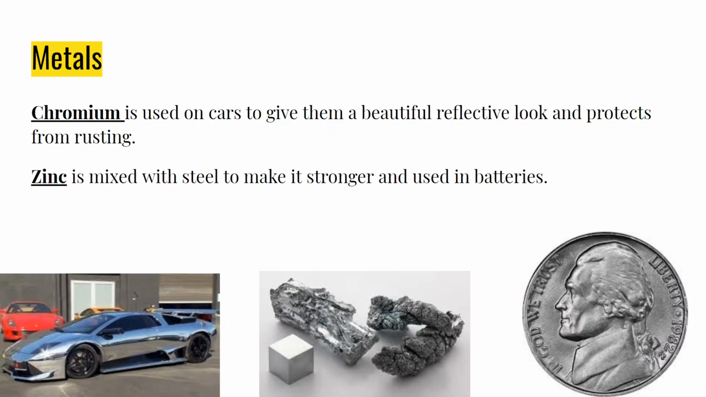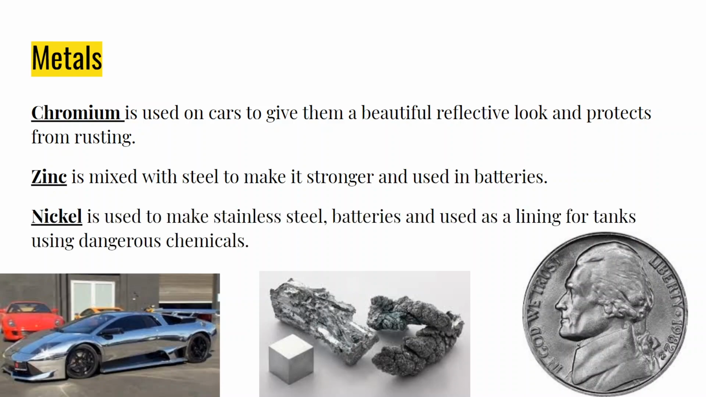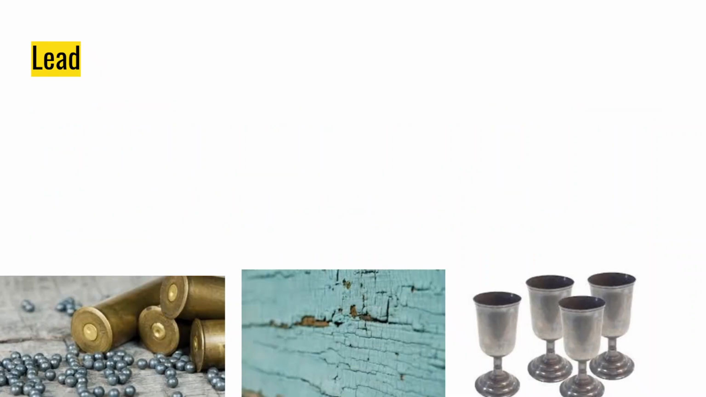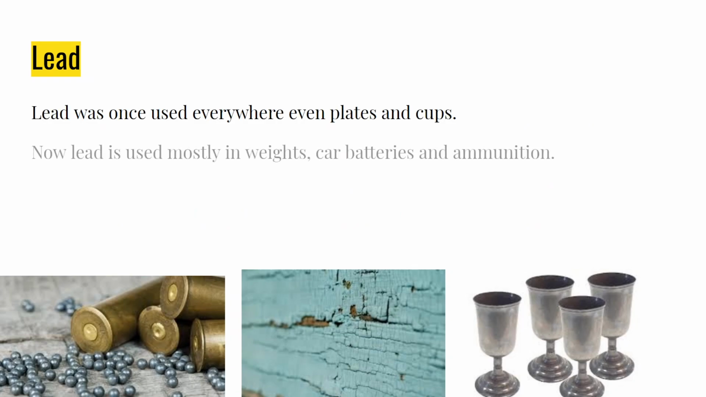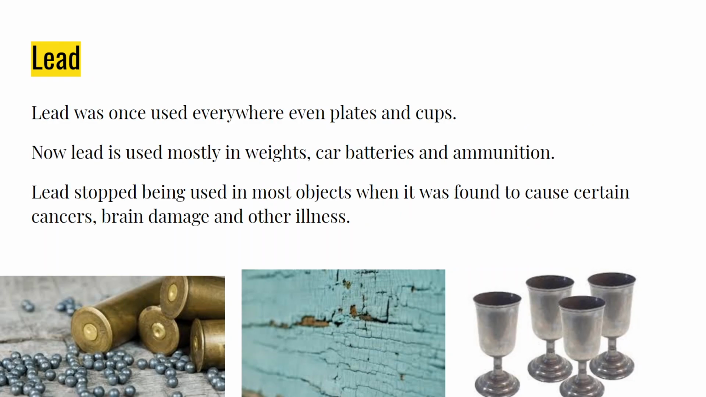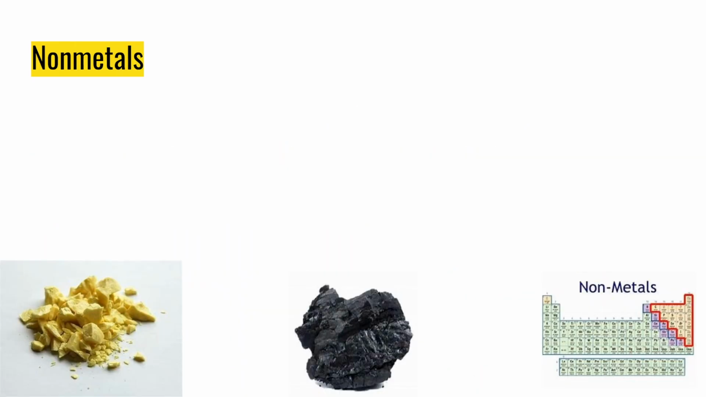Talked about zinc, which is mixed with steel to make it stronger. It's also used in certain batteries. And of course, a nickel has some nickel in it. And nickel is used to make stainless steel, batteries, and also the lining for tanks with dangerous chemicals. Now from there, we talked about lead, different parts about lead here. And we get into non-metals.